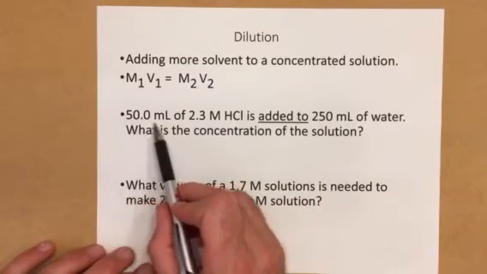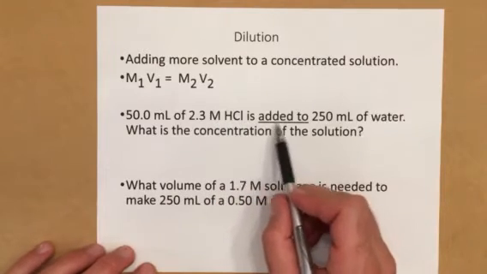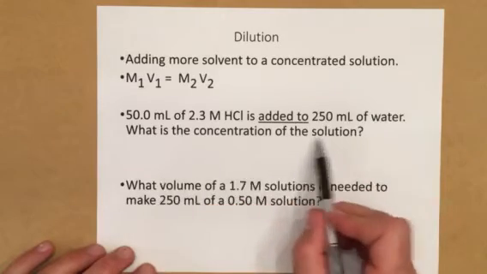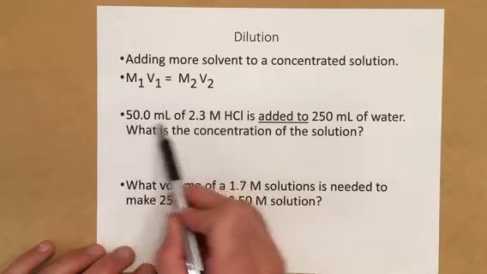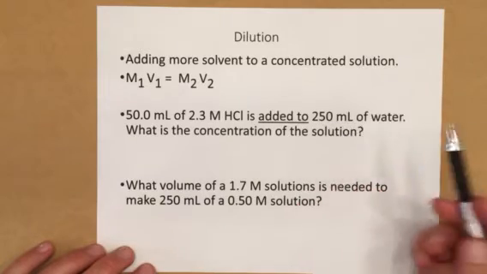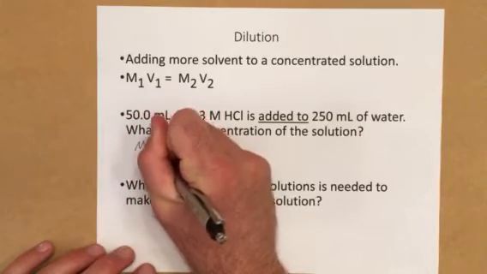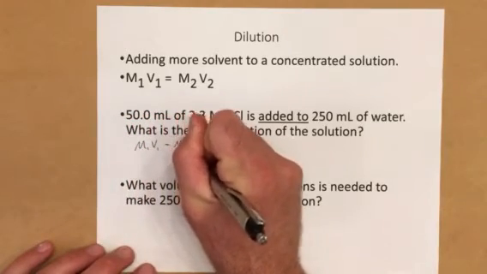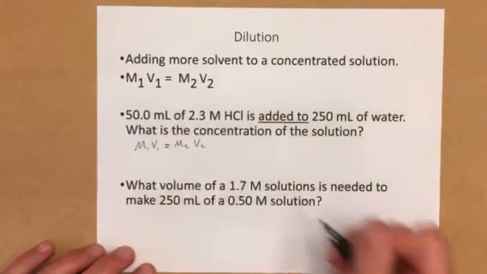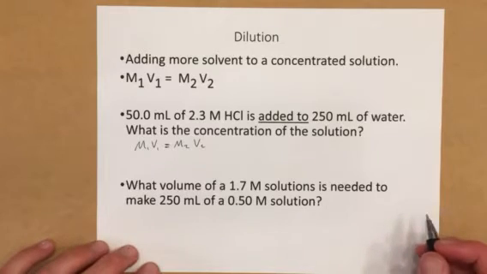So in this question, we have 50 milliliters of 2.3 molar HCl, and it's added to 250 milliliters of water. What is the concentration of the solution? So we have a concentrated solution, a small amount of it, and then we add a lot of water to it. So we're diluting it. It's going to have a lower molarity at the end. So we're doing M1V1 is equal to M2V2. So you're always going to use this equation, not when chemical reactions are taking place, but just when we're adding water to a solution and diluting it.